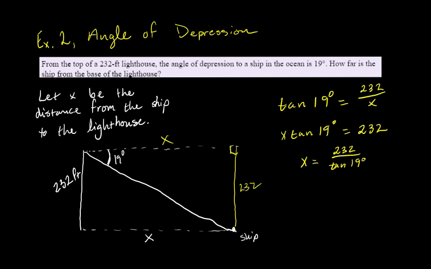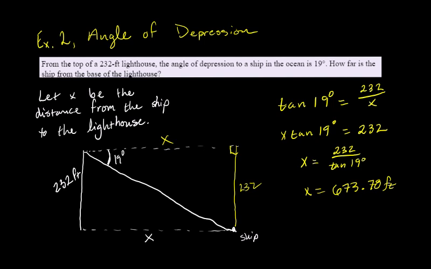All right, I plugged that into my calculator, and I got that x would equal approximately 673.78 feet. So roughly 674 feet away from the ship. That's where the lighthouse is. Okay, and so that's angle of depression, angle of elevation. And so now we're going to do one that's a little bit crazier.